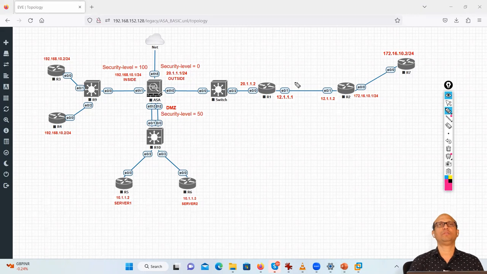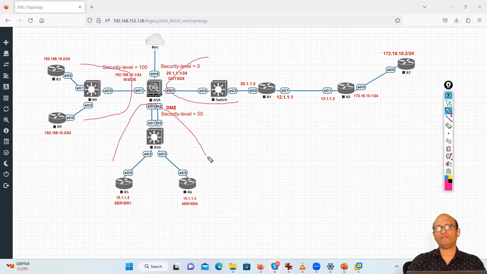I am talking about servers that we have in a company. And I don't want this server to get robbed or anything. And for that reason, I semi-trust this area. So, if I semi-trust this area, I will make one more zone, or you can say one more interface, and that interface is called demilitarized zone. Called what? Demilitarized zone.